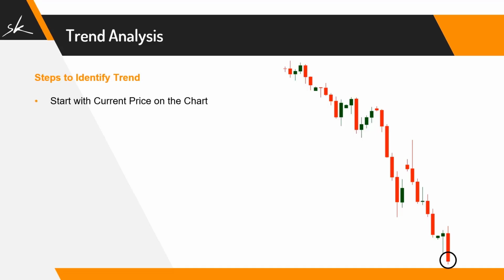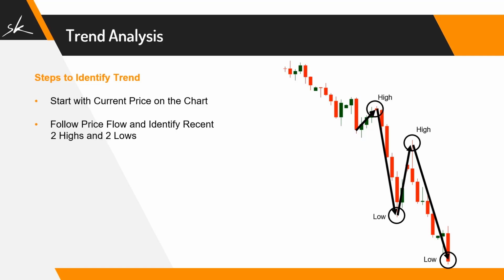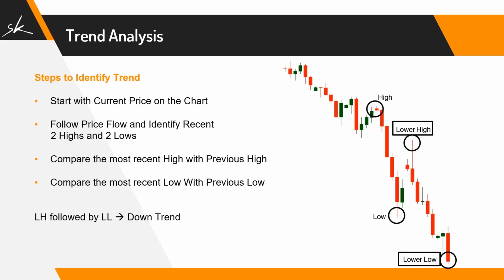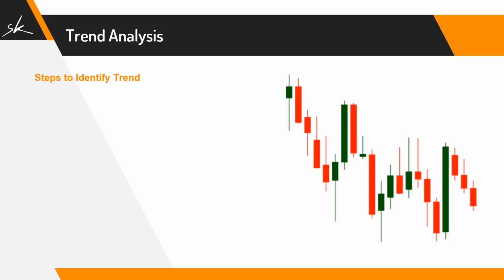Steps to identify trend. Start with the current price on the chart. By understanding price flow, identify recent 2 highs and 2 lows. Compare the most recent high with the previous high. In this case, it's a lower high. Now compare the recent low with the previous low. In this case, it's a lower low. What we see on the chart is a lower high followed by a lower low, which means we are in a downtrend.